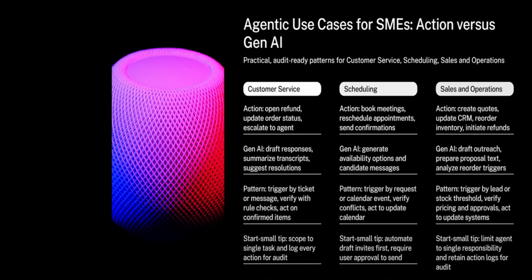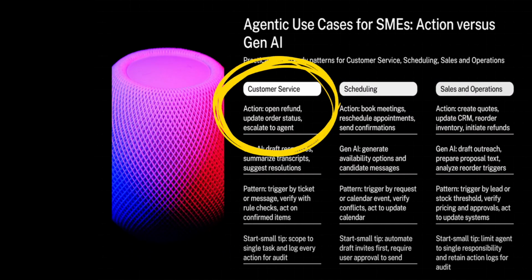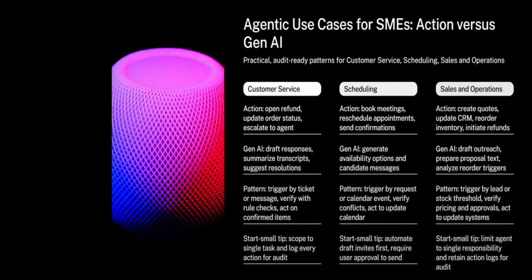This is the most important slide, talking about agentic use cases for SMEs, where action is taken, versus Gen AI. We can pick one domain, like customer service or scheduling or sales operations, for example, and try to move from Gen AI to automating it. I will just take one example, say customer service. The action to be done is open a refund, update order status, escalate to agent. That is the action we have to plan.